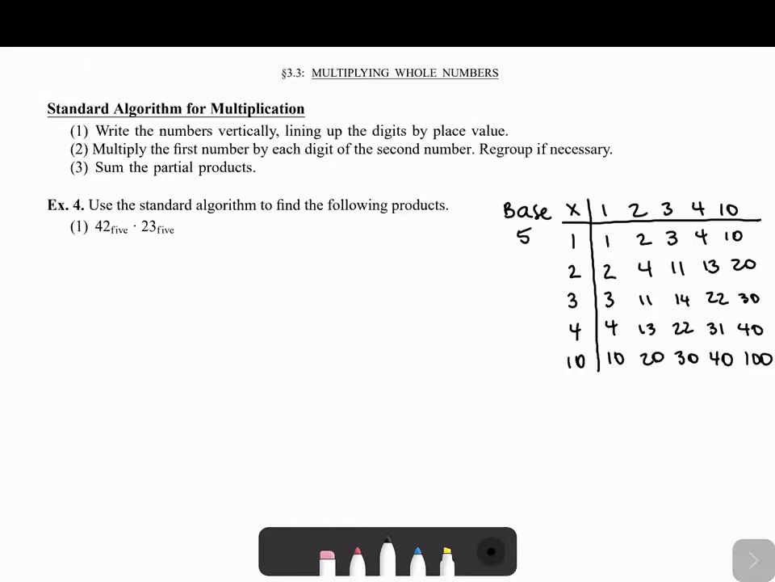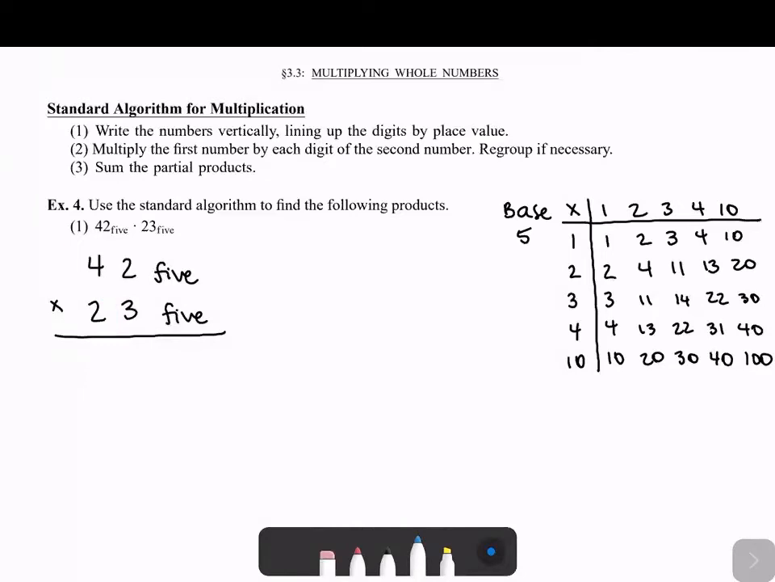Like every algorithm, we're going to start by writing our numbers with the place values lined up. The standard algorithm is how we multiply things now, right? It's the most common one that we use when we're not learning how to multiply. So we start with multiplying with the unit on the bottom, and we multiply up, and then we multiply by the second place value for the bottom number, multiply up.